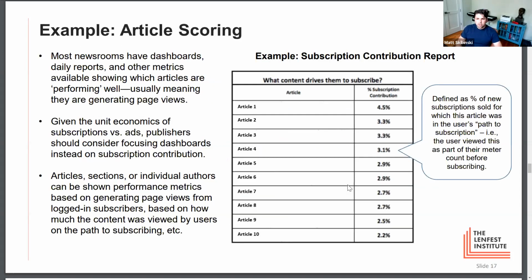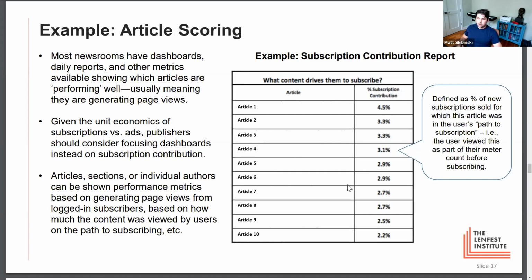So here's an example of a chart from a publisher that did this. This is something they have in their newsroom available to everybody. It's a little confusing, so let me walk through what it is. Basically, they're ranking articles each week, pieces of content, not just articles, it could be videos, other things, by the percent of subscription contribution. So what they're basically saying is, of all of the people who converted into a new subscription this week, what percentage of them viewed this piece of content somewhere in their journey before subscribing?